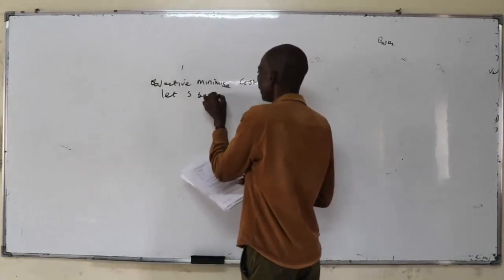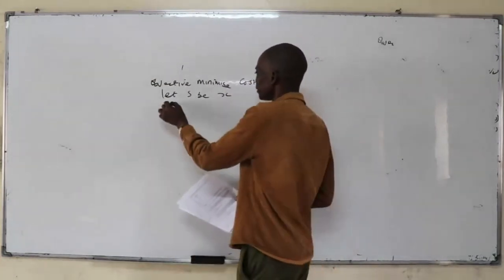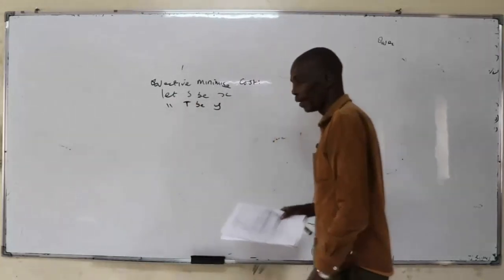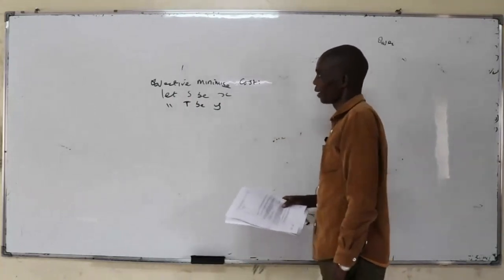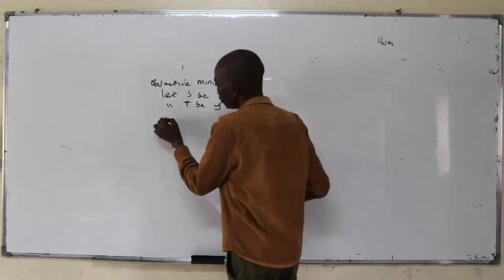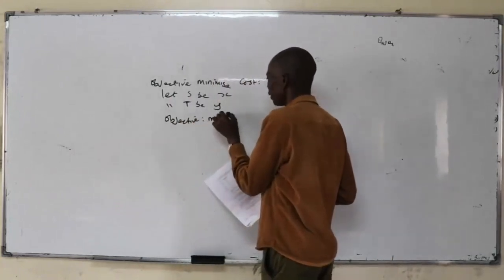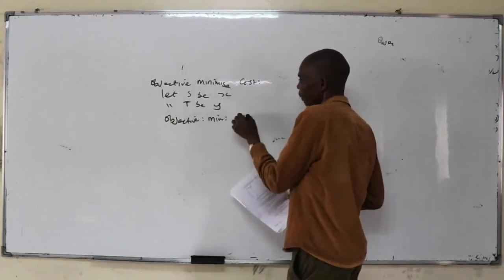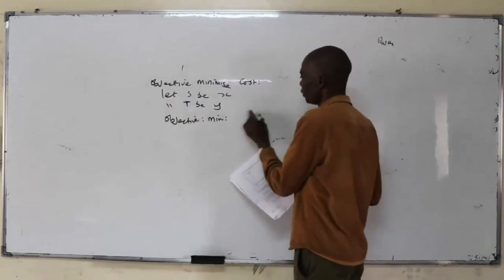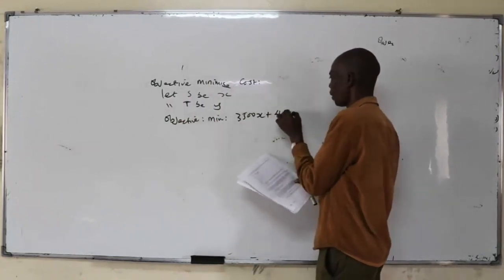So first thing, let S be X. S is a component that is used in the production of the product we are making. Then let T be Y. With those, you can proceed. These are two components which are used in the production of this product. So the objective will be to minimize. What are we minimizing? We know that for every X that is purchased, the cost is 3,500. So we minimize 3,500X plus 4,500Y.